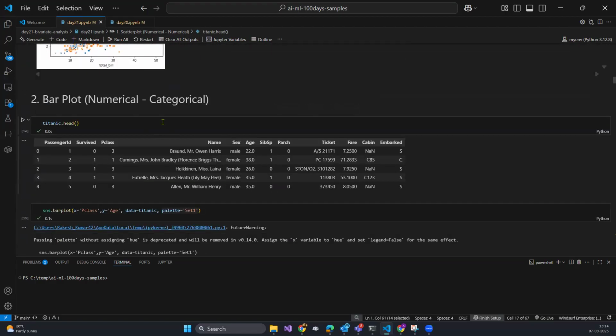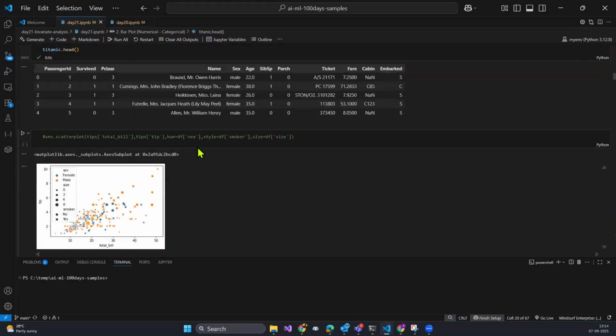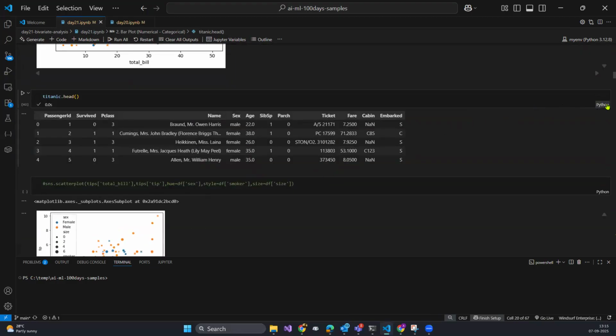Bar plots: where we are going to do correlation or correlated analysis between two columns, where one column is numerical and one column is categorical, in that case we should be using a bar plot. And here, let me remove this data set.